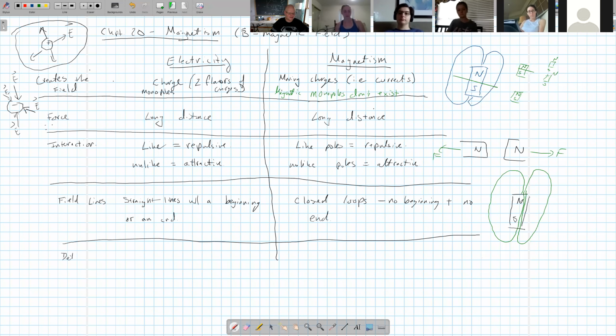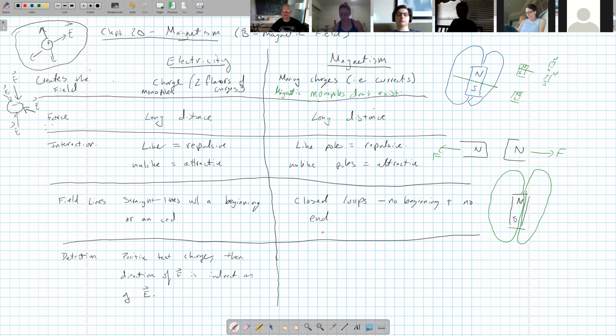Detection of the field lines. So going back to what we did before, the way we would detect electric field lines is we use a positive test charge. Then the direction of the force is in the direction of the electric field. So the direction of F is in the direction of E. The electric field points in exactly the same direction as the force because we're dealing with positive test charges.